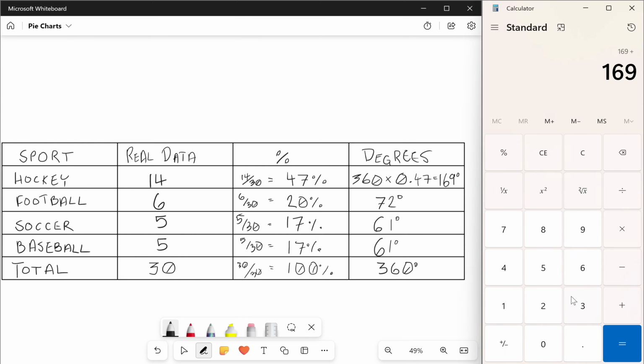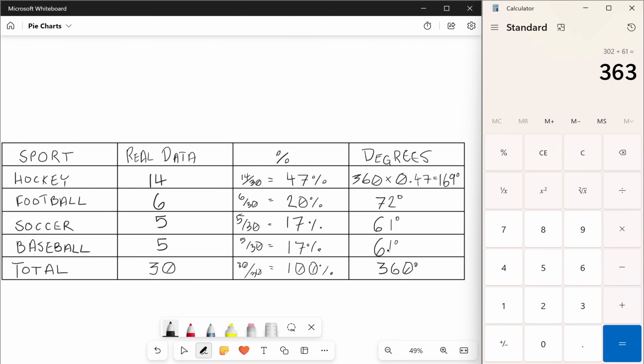169 degrees plus 72 plus 61 plus 61. What does that give us? 363. So that extra 3 is nothing to worry about here. It just comes from the fact that we rounded the 169, we rounded this 61, and we rounded this 61. So we ended up with a slightly askew number.